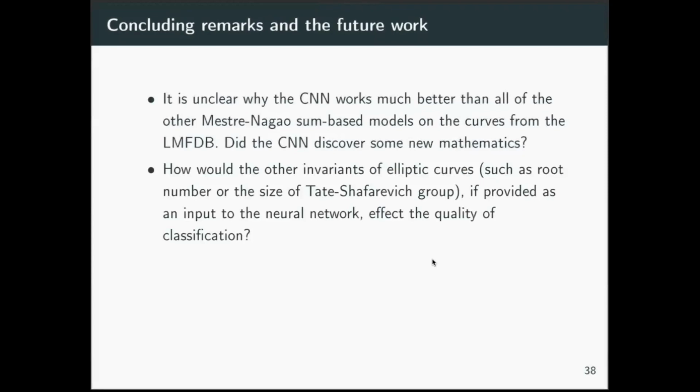And there are some other ideas of what one can do along this line. So you can provide the root number of the elliptic curve or the size of the Sha group to the neural network, and then see what you will get. Of course, the root number will significantly improve classification because it determines the parity of the rank, and for the size of the Sha group, it's not so clear. So one would need to try this.